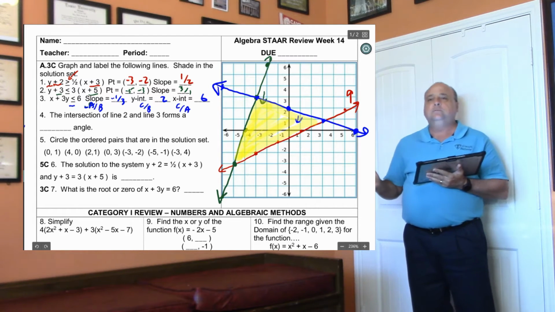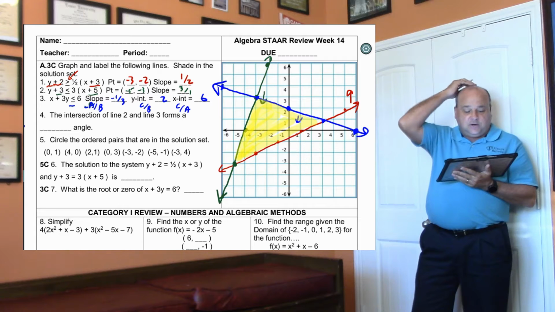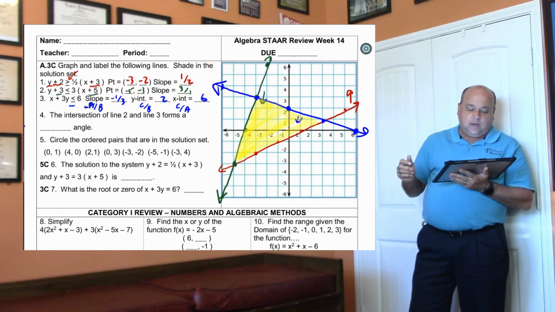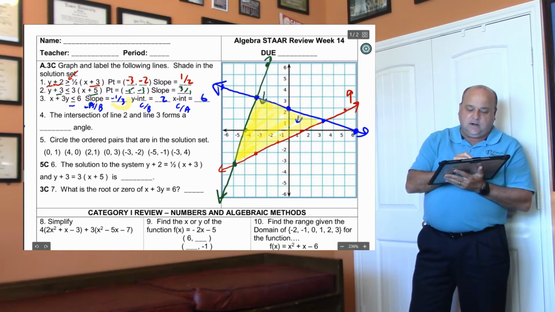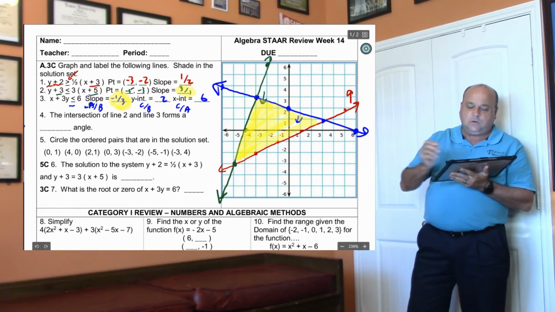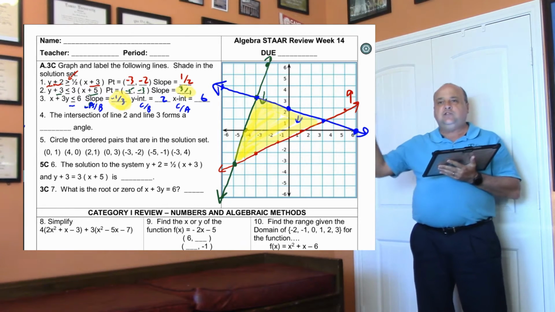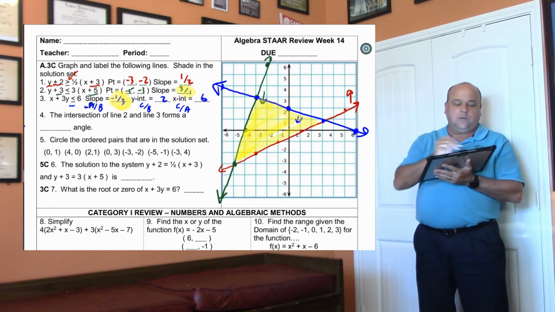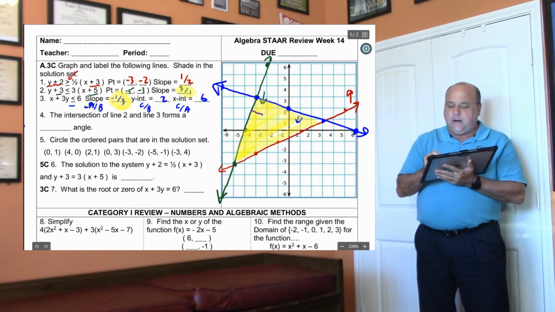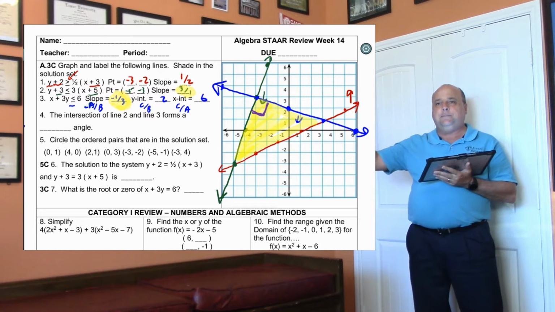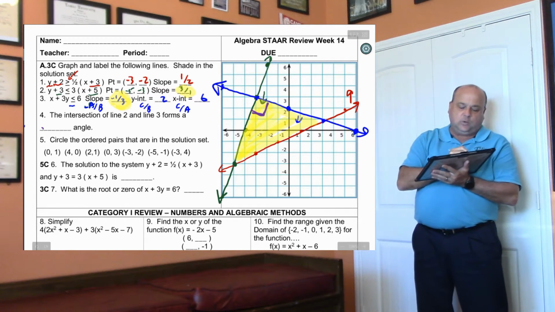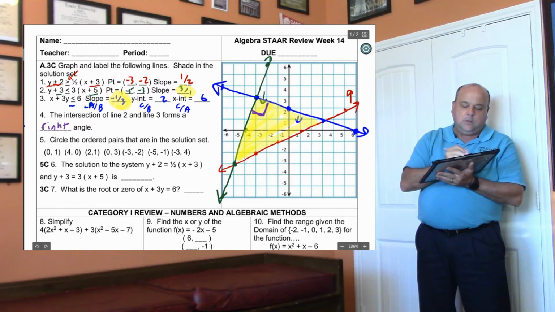Aren't they? Okay. So the intersection of line 2 and line 3 forms a, let's look at the slopes. This slope is negative 1 over 3, and let me shade it in for you. This slope is 3 over 1. So these two lines would be perpendicular, wouldn't they? This angle right here is a right angle, because the slopes are opposite reciprocals. So this would form a right angle.